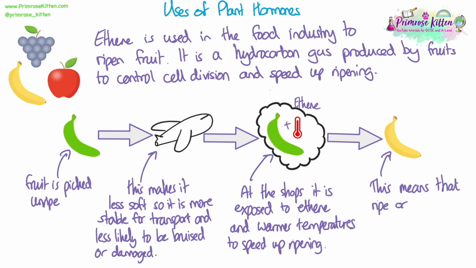Often, they're going to be sold just before being ripe, so they're not going to fully ripen them, but they're about ready. So that means that you take them home, you maybe have to wait a maximum of a day or two, and then they're ready to eat.